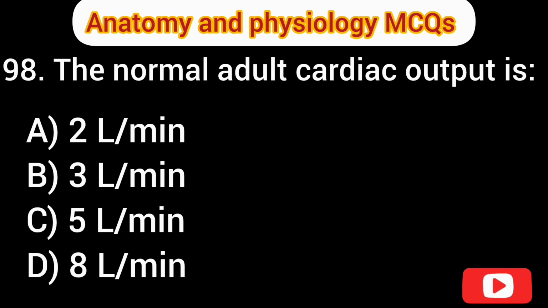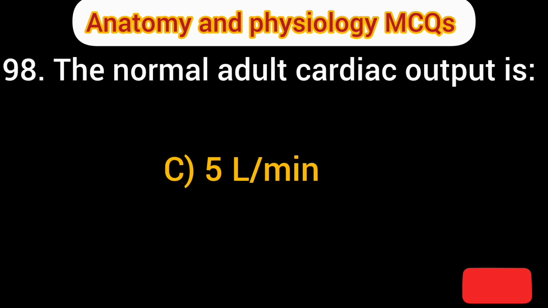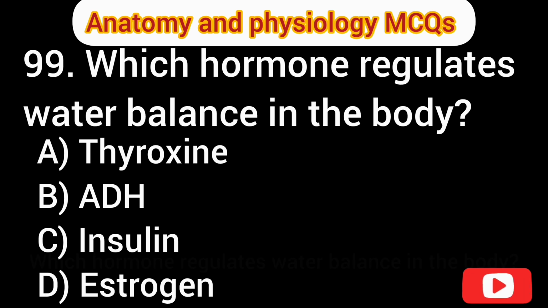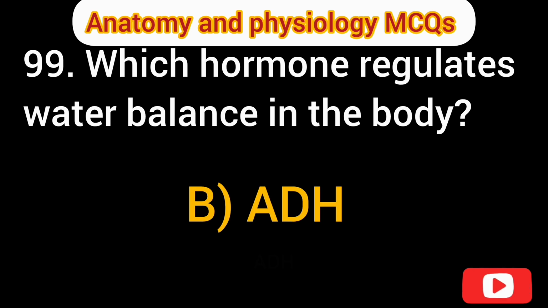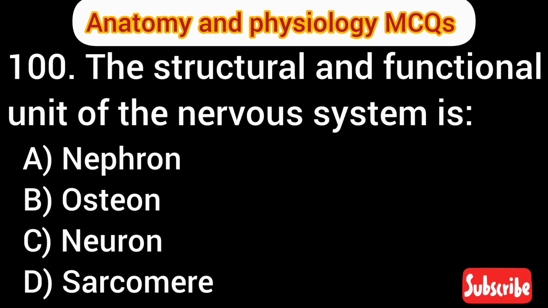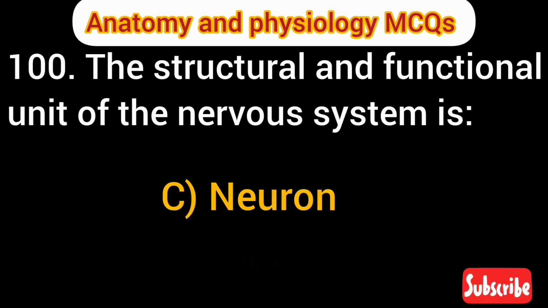The normal adult cardiac output is 5 L/min. Which hormone regulates water balance in the body? ADH. The structural and functional unit of the nervous system is neuron.